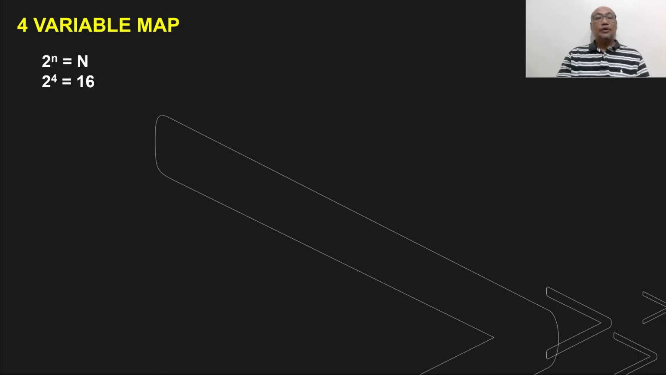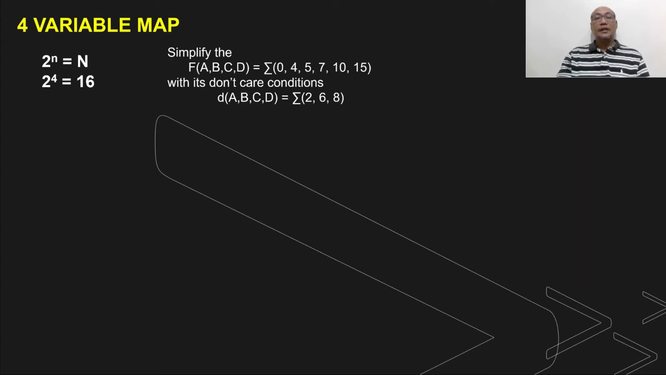We are going to use a 4-variable map. We'll be having a K-map with 16 cells. As an example, let's try to simplify the function F(A,B,C,D) equal to the summation of 0, 4, 5, 7, 10, and 15 together with its don't care conditions equal to the summation of 2, 6, and 8. Let's try to put this in a map.